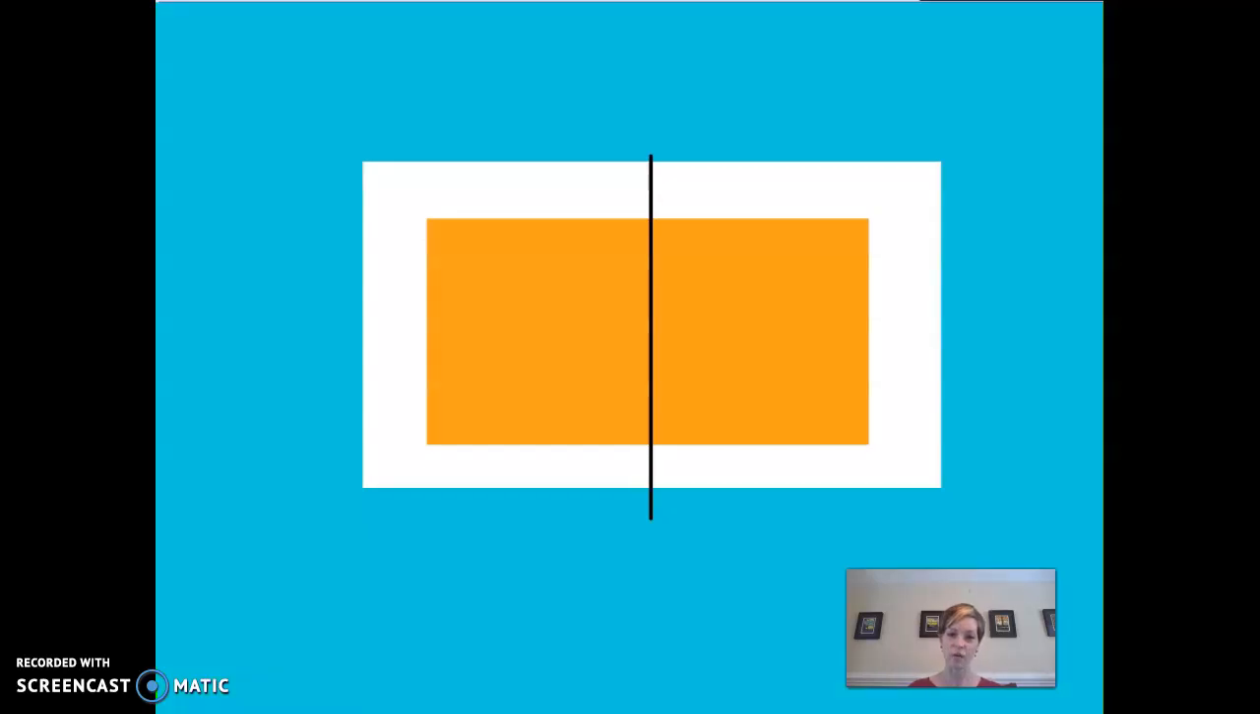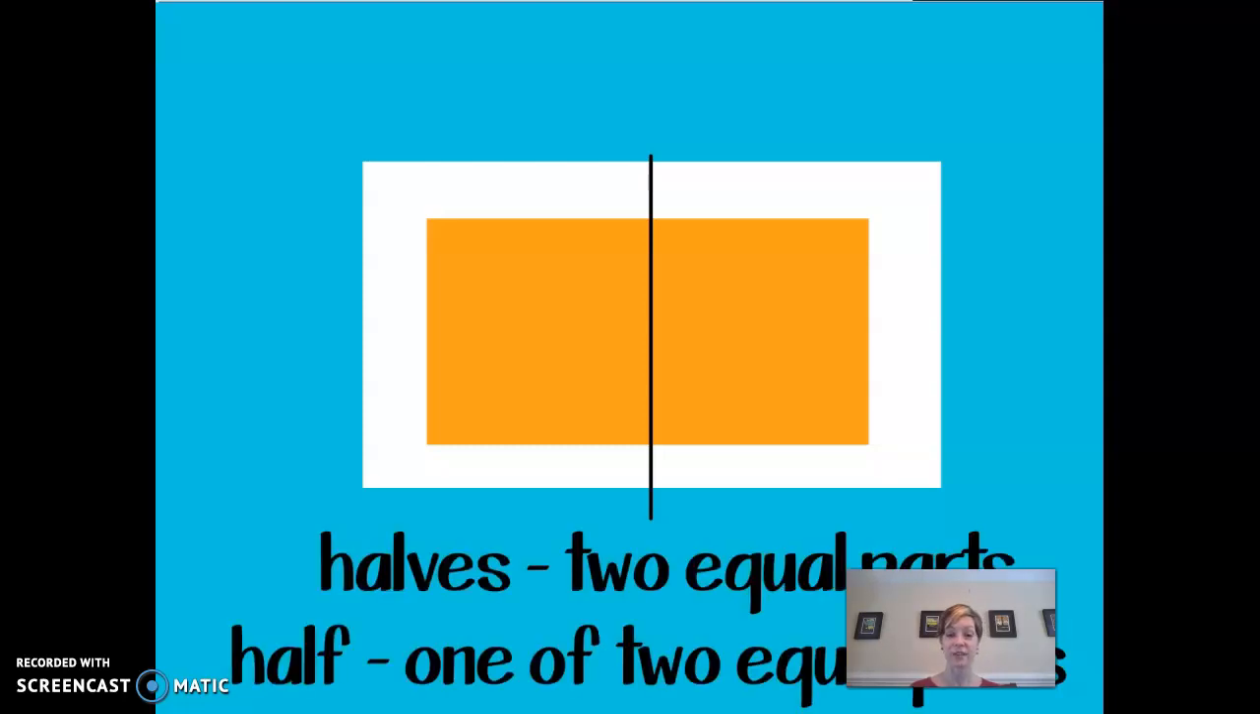All right, so here's another picture of my rectangle. I've partitioned it into two equal parts. I want to introduce you to the name that we're going to give our two equal parts. These are called halves. Two equal parts, and each equal part is a half. Over here, I have half of my rectangle. On this side, I have my other half of the rectangle.